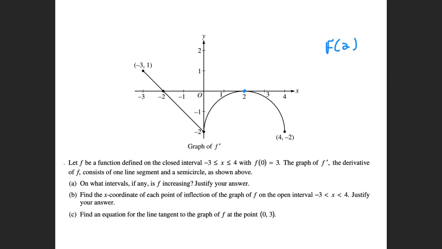Negative 3 to negative 2. I agree 100%. Good. Part B, find the x-coordinate of each point of inflection of the graph of f on the open interval. Okay, so are there any points of inflection? And if they are, what are they? And all you have to do is put down x equals.